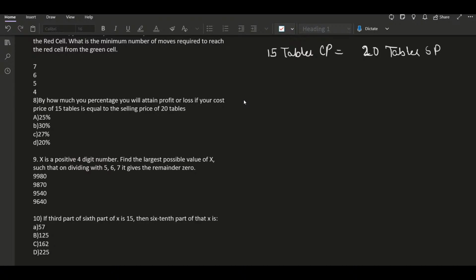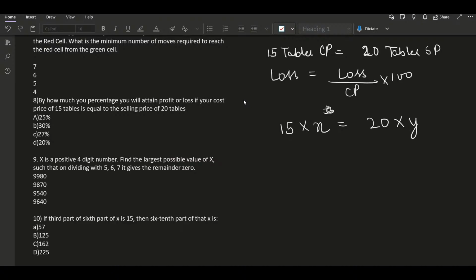And for finding the loss percentage, loss percentage is equal to loss upon the CP value, into 100. Let's suppose the value of a particular article is x, so what we have bought is 15x, and it is equal to 20 into y, for what we have sold. So from this condition, that is 3x equals 4y. And from this, we can easily find the y value, that is 3x by 4, and it is clearly lesser than the value x.